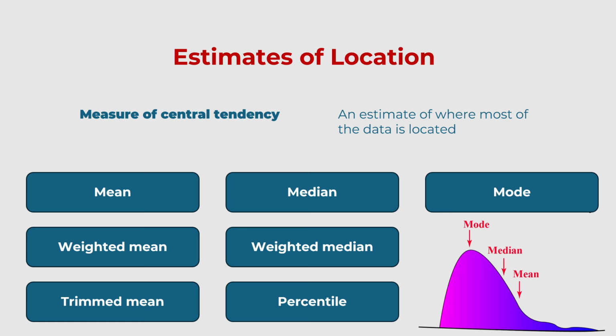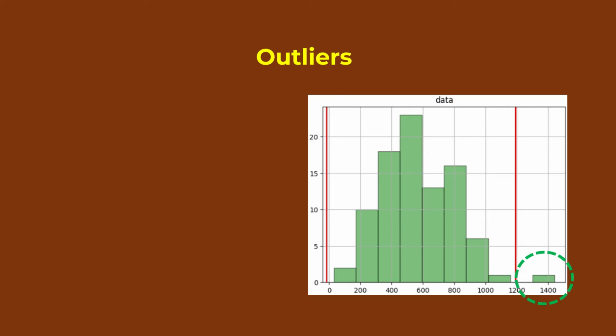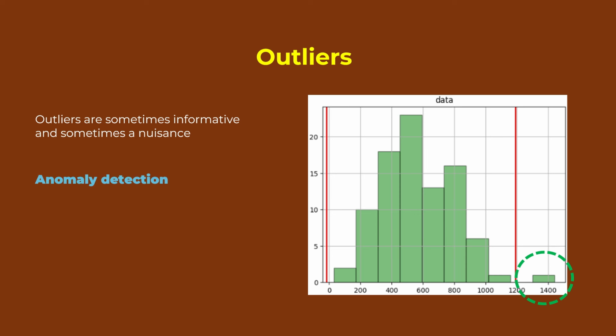An outlier is a data value that is very different from most of the data. Sometimes we remove these outliers, and sometimes these provide useful information. For example, these are the points of interest in anomaly detection problems.